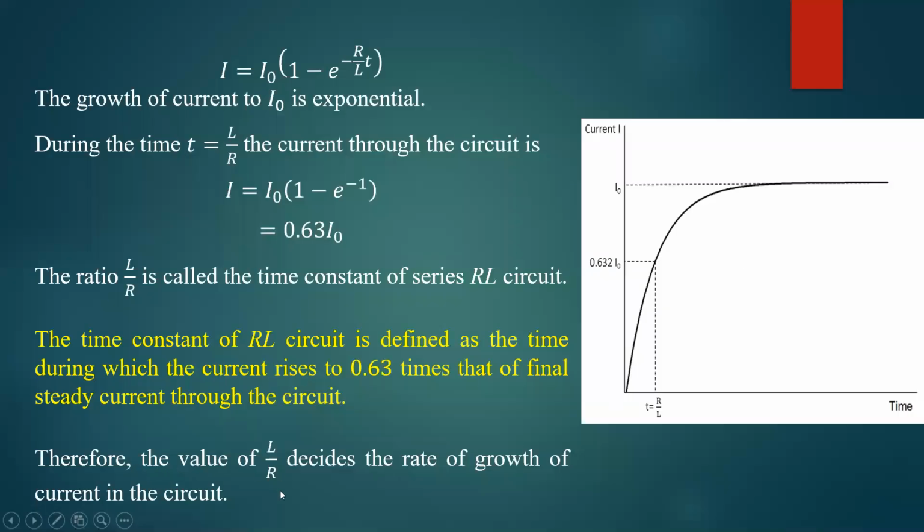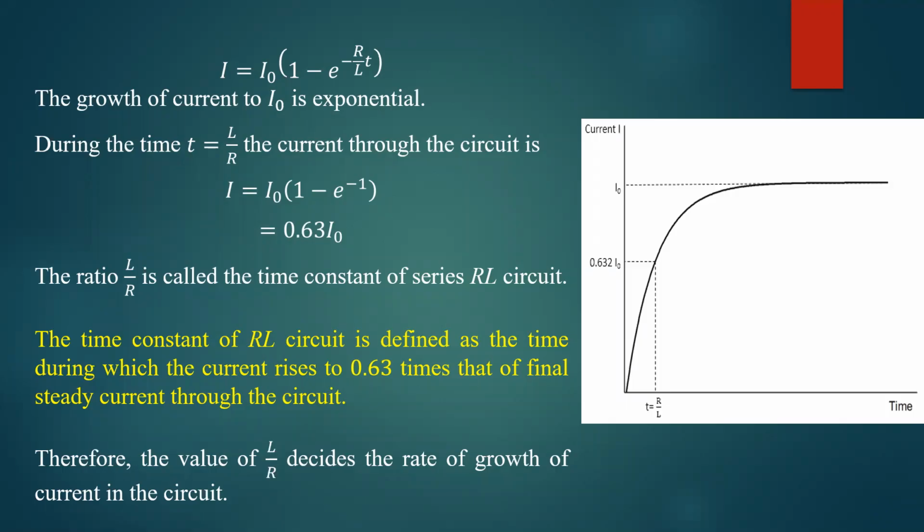Therefore, the value of L by R decides the rate of growth of current in the circuit. It basically decides how fast the current grows. If L by R has a small value, the current grows immediately. L by R will have a small value when resistance is larger. When resistance is larger, L by R becomes smaller. So the larger the resistance, the faster the growth. If resistance is larger, current will grow faster.